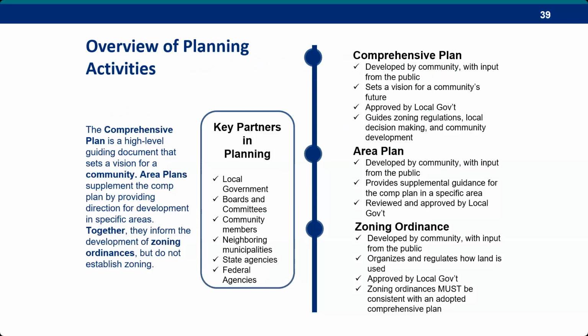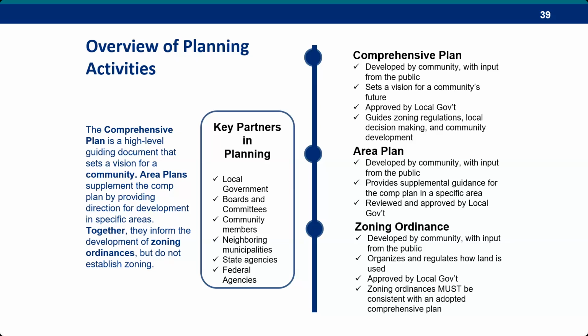Overview of planning activities. The comprehensive plan is essentially a high-level guiding document that sets a vision for a community. Area plans support the comprehensive plan by providing direction for the development in specific areas. Together, they inform the development of zoning ordinances, but themselves do not establish zoning.